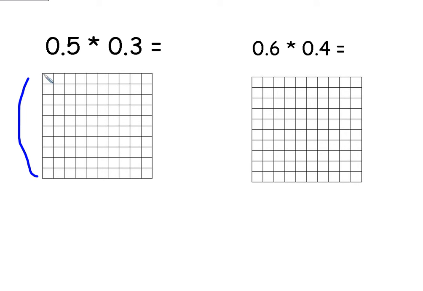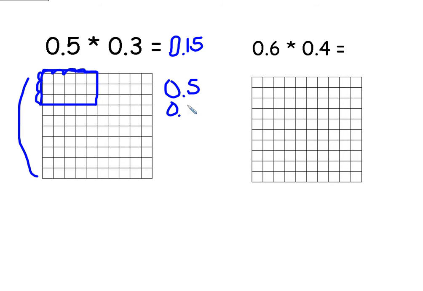So if I go 5/10, make my rectangle 1/10, 2/10, 3/10, 4/10, 5/10 by 3/10, 1/10, 2/10, 3/10, I have this much. And each one of these tiny squares is a hundredth. So I have 5 by 3 hundredths. So I have 15 hundredths. 0 and 15 hundredths. And now the standard algorithm way would be to write it out.